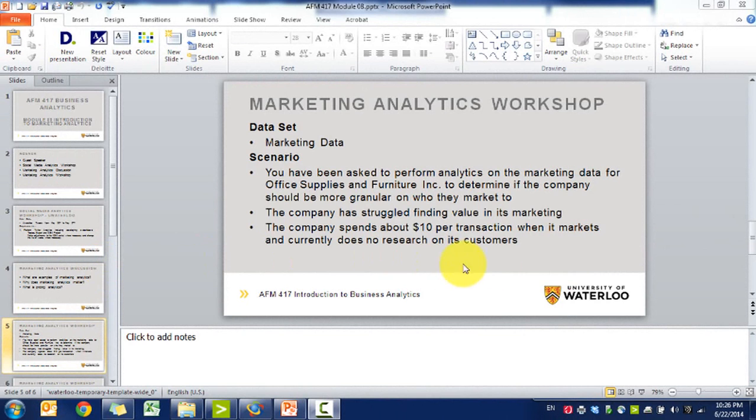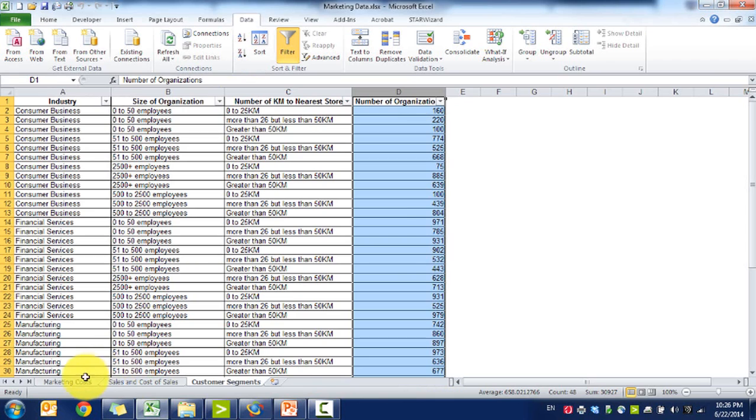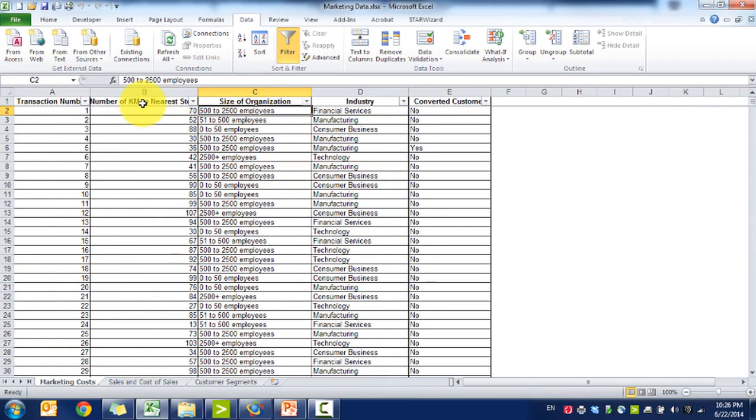So the data set that you have is this marketing analytics spreadsheet. Let's just open it up. Within this spreadsheet, you have all the customers that they've currently marketed to, including the number of kilometers to the nearest store, the size of the organization, industry, and whether or not they were successfully converted.